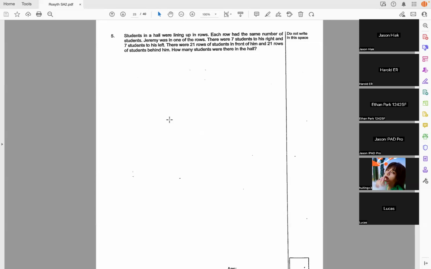So this is Jeremy, okay? 7 students on his right, and 7 students on his left. So this is one row. So in that row, there is 7 plus 1 plus 7. In one row, there will be 7 plus Jeremy plus 7 on his right. Altogether, in one row, there are 15 people.